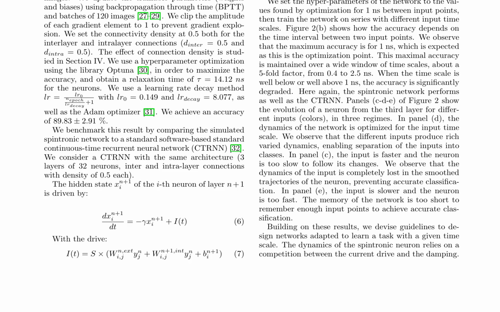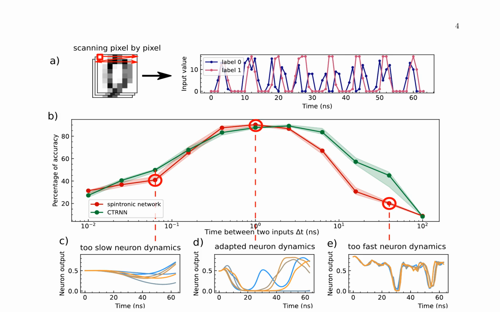The spintronic network's performance is attributed to its natural implementation of a CTRNN, with the main difference being the intrinsic bounding of the internal state of the spintronic neurons. The network's adaptation to different timescales is studied by training it on series with varying input timescales. The accuracy depends on the time interval between input points, with a maximum accuracy maintained over a wide window of timescales. The network's performance degrades significantly when the timescale is well below or above the optimized point.